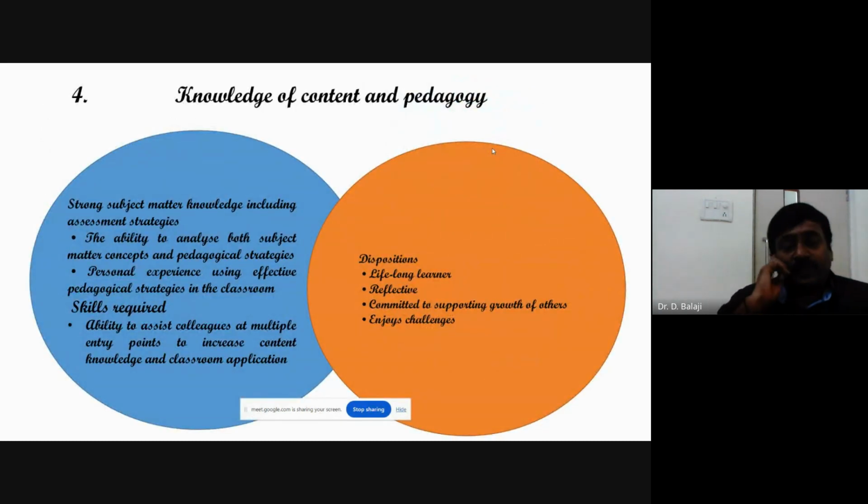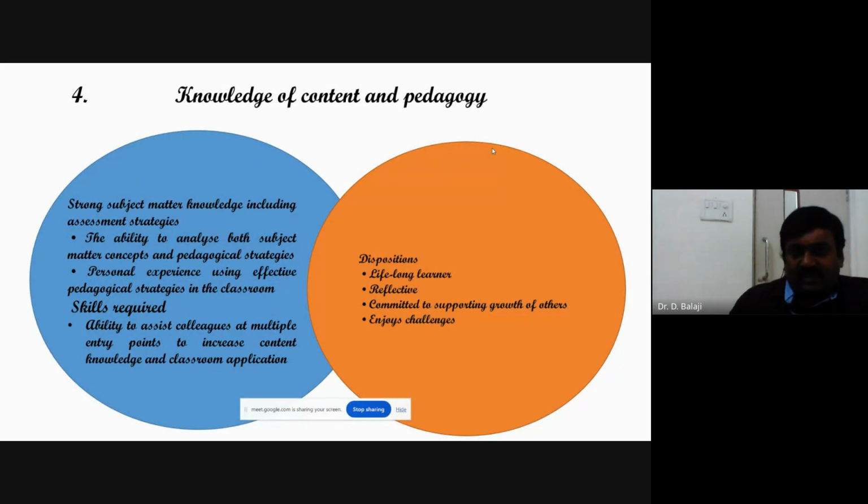Knowledge of content and pedagogy. Strong subject matter knowledge, including assessment strategies. The ability to analyze both subject matter concepts and pedagogical strategies. Personal experience using effective pedagogical strategies in the classroom. So these are the things.